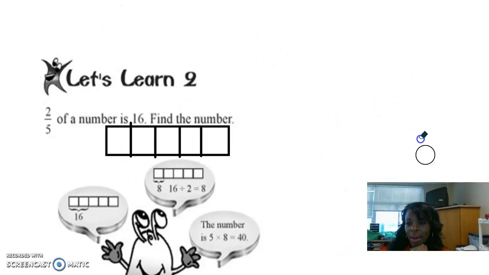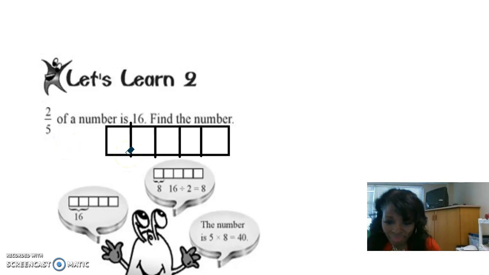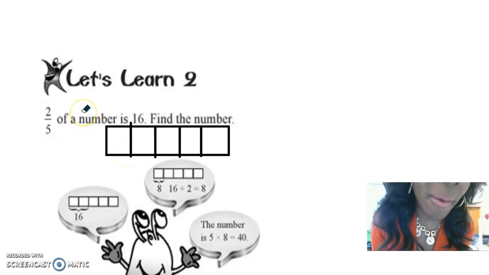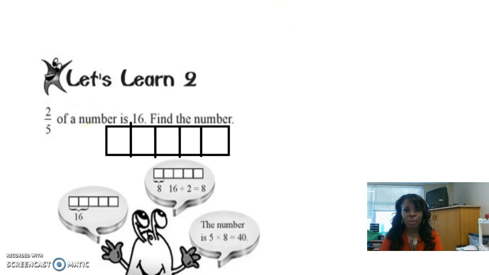Okay. All right, so now let's look at the next one. And this little snail is saying that 2/5 of a number is 16. Okay, find the number. Okay, so again, why don't we first write out our equation.